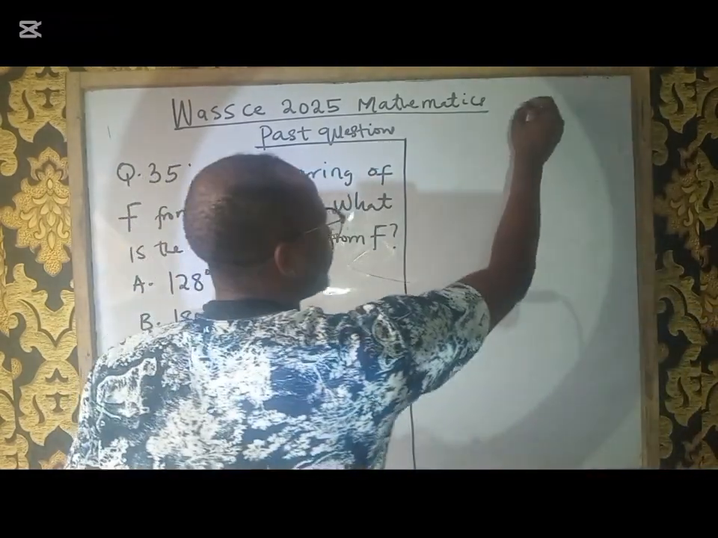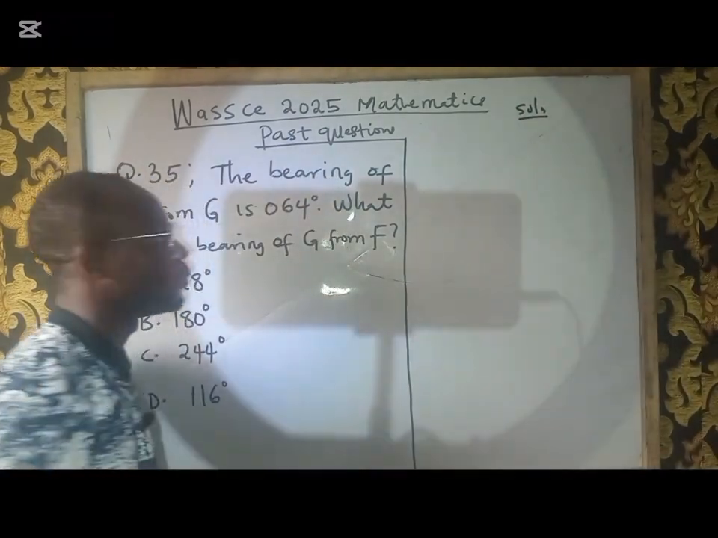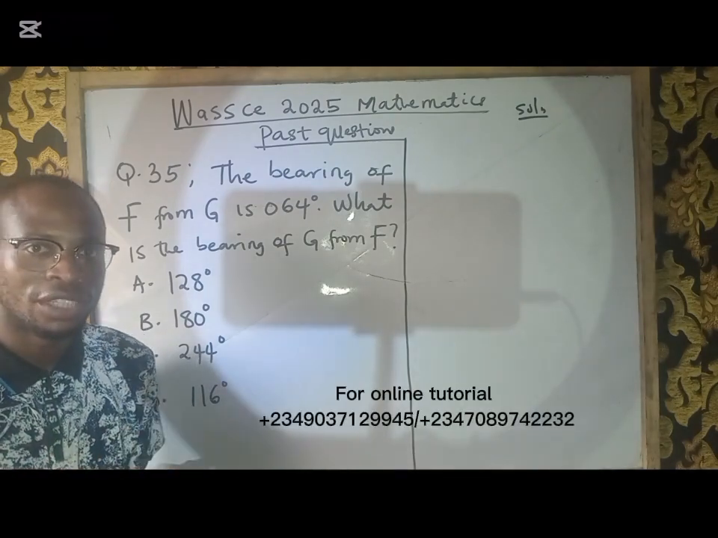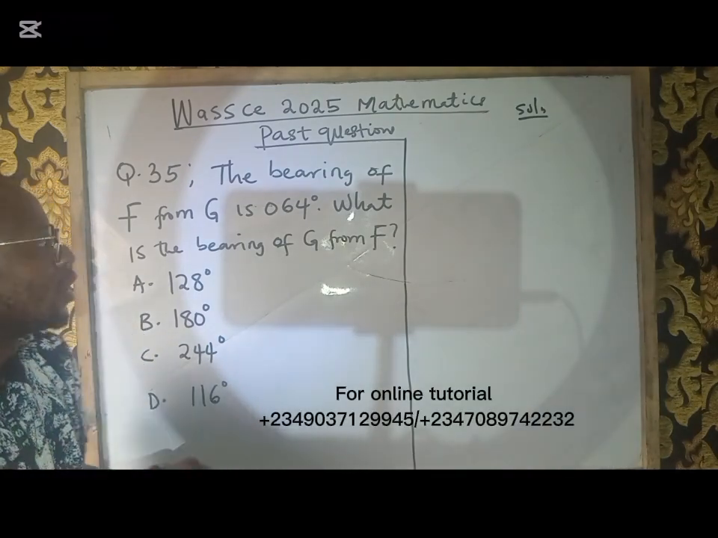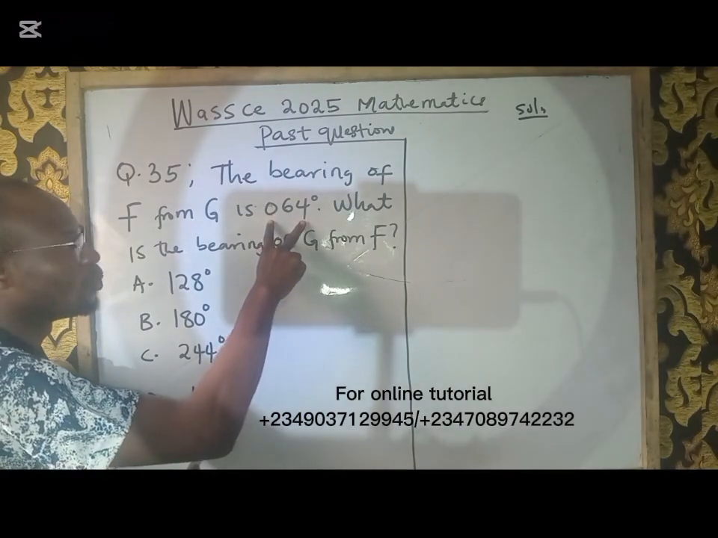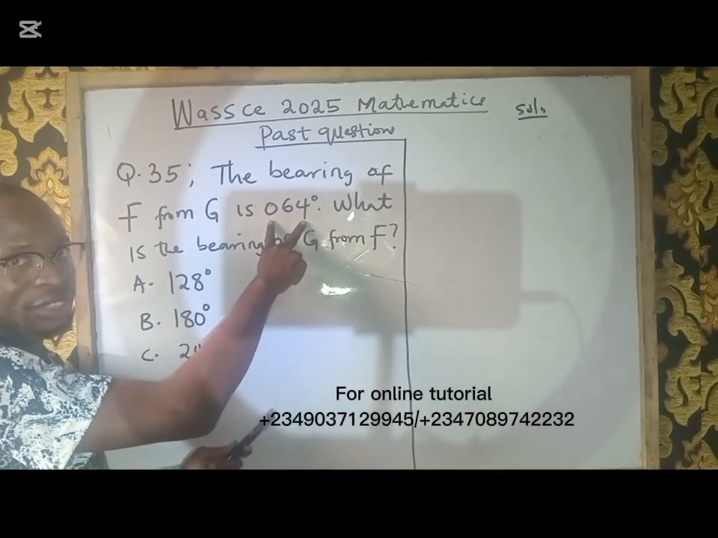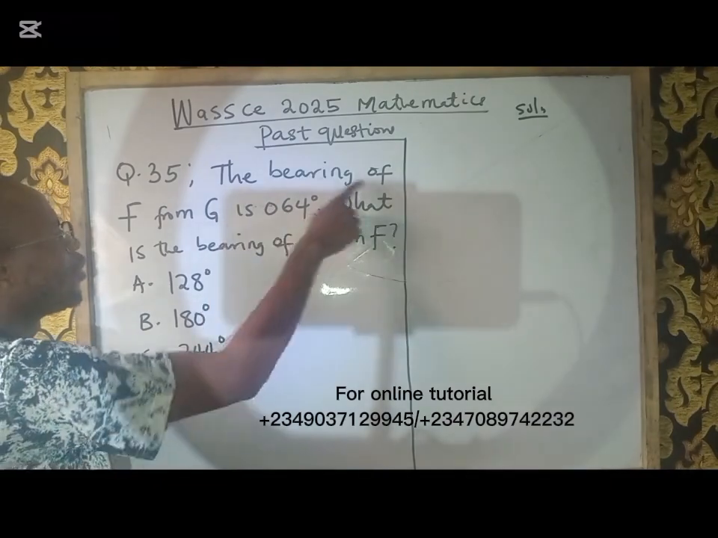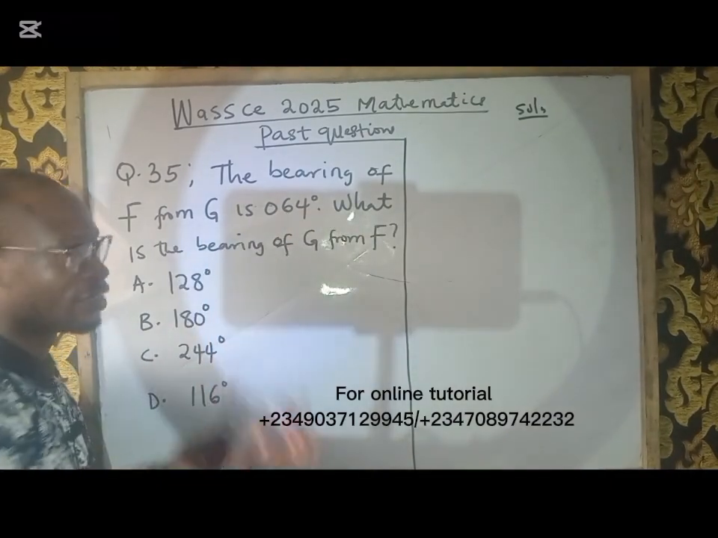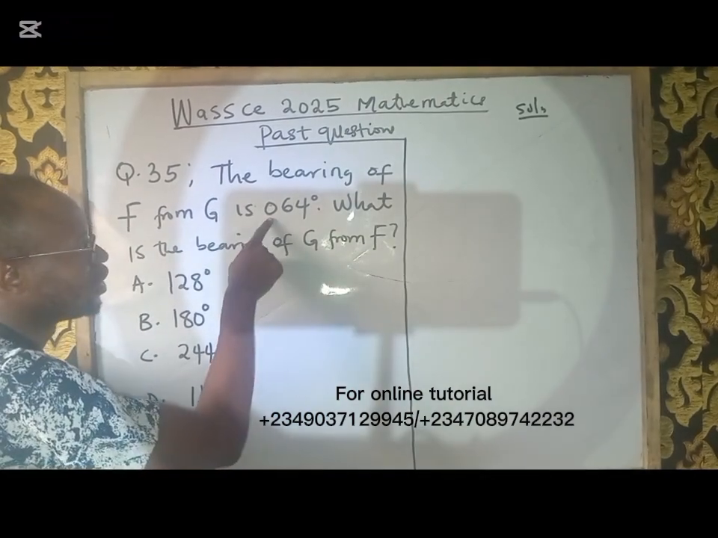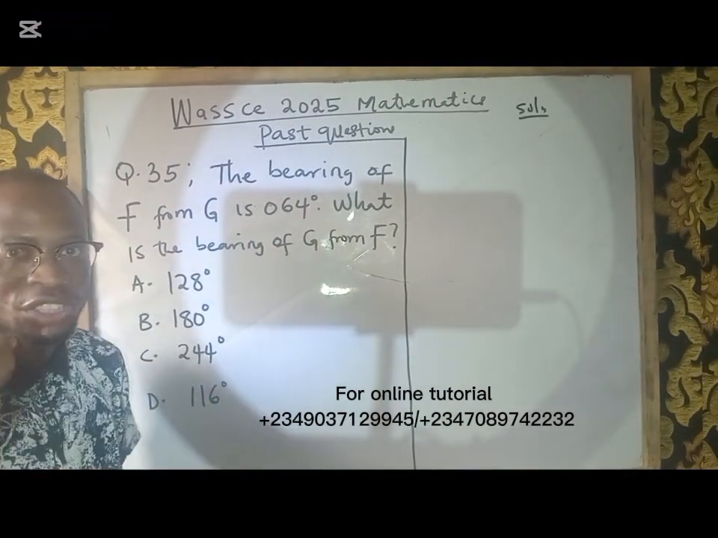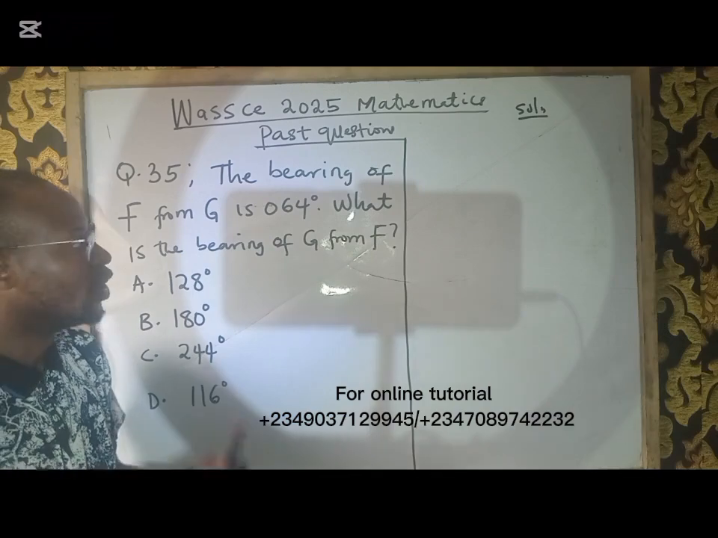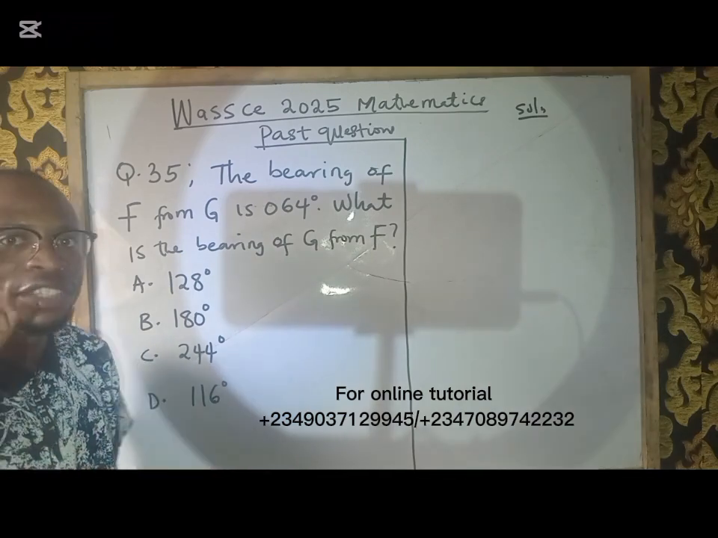Solution to the problem. Now, this problem is based on bearing, and that is actually three-figure bearing. You call it three-figure bearing or three-digit bearing because the value given must be in three figures or three digits. If anybody gives you a bearing question like this and says the bearing of F from G is 64 degrees, without the zero, you know 64 is actually two digits. So tell the parent to correct the question before you solve. A three-digit or three-figure bearing must have a three-digit number.